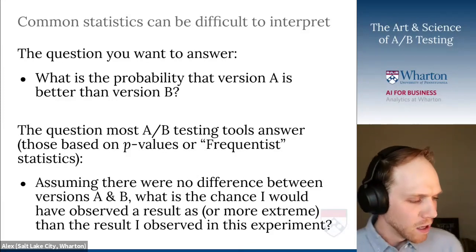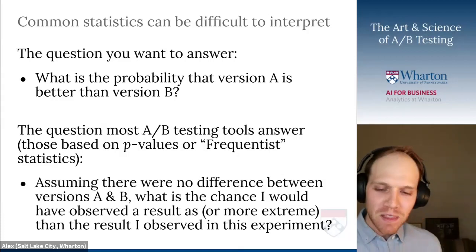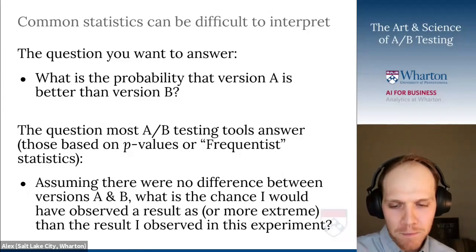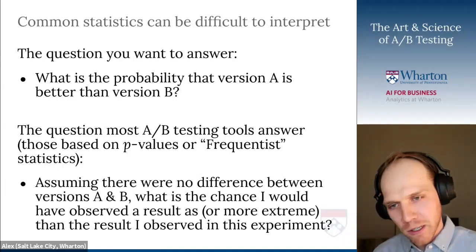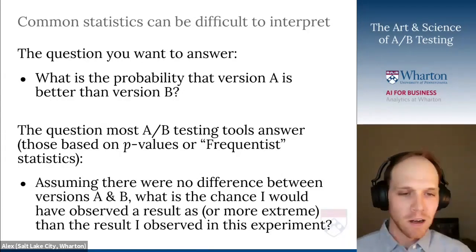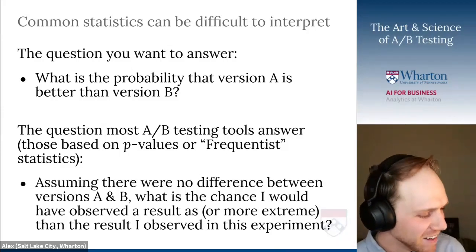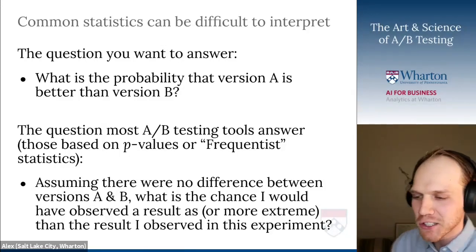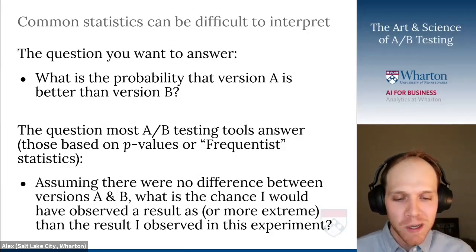Okay, so I'm going to read the question that a p-value is answering, which is: assuming there were no difference between versions A and B, what is the chance you would observe a result as or more extreme than the result you observed in your experiment, right? And if you think this is incredibly confusing, unintuitive, completely useless, you're not wrong. And I am going to suggest that you should demand that when people are reporting statistics to you, you should make sure that they try and report them back to you in ways that a human being can understand, right?